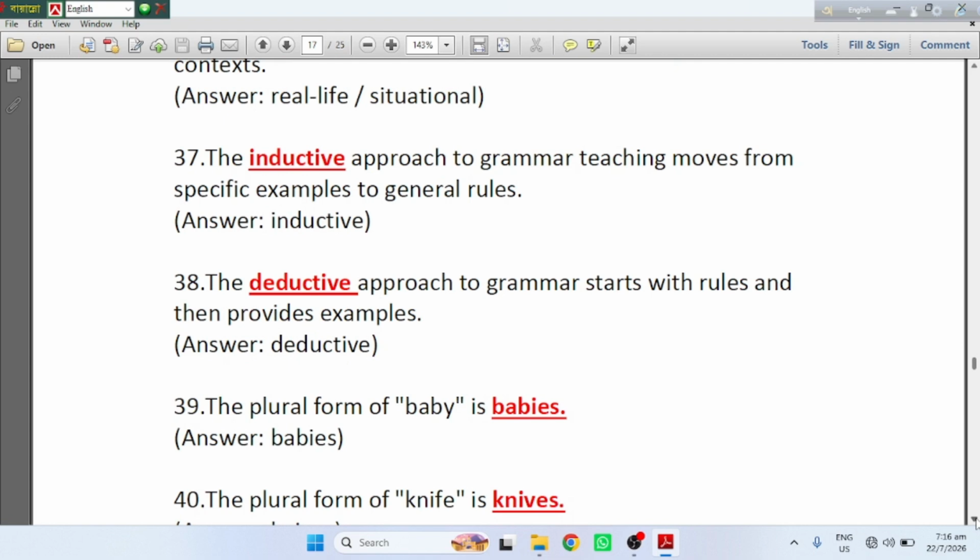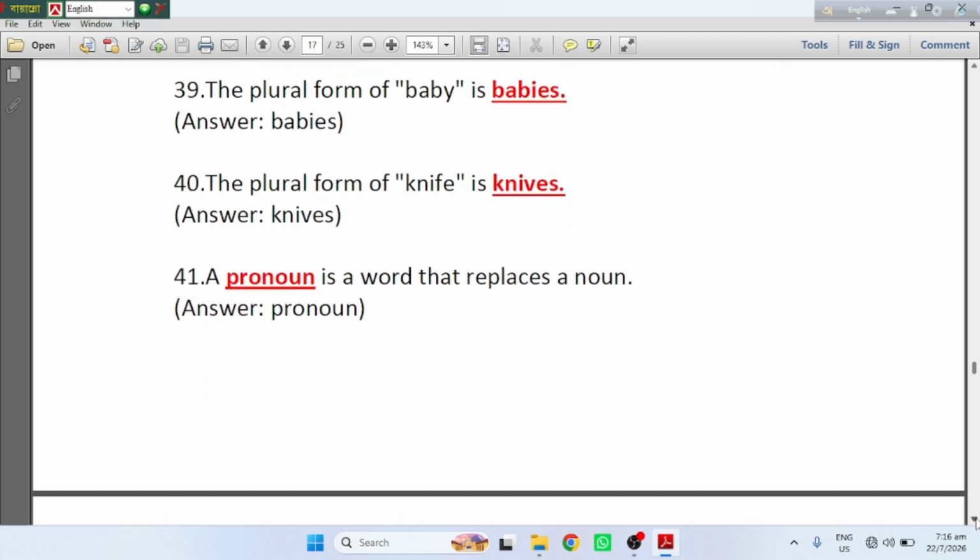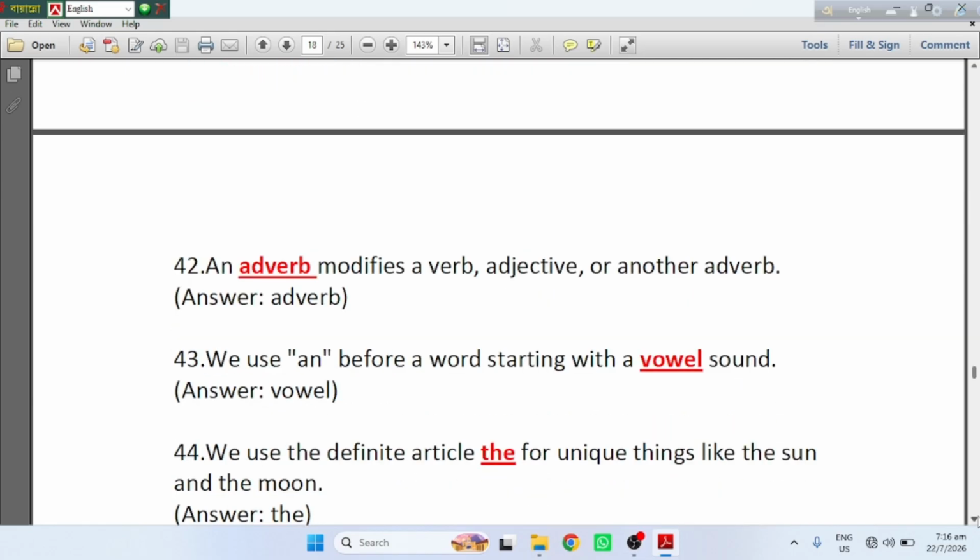The plural form of baby is babies. The plural form of knife is knives. A pronoun is a word that replaces a noun. An adverb modifies a verb, adjective, or another adverb. We use an before a word starting with a vowel sound.